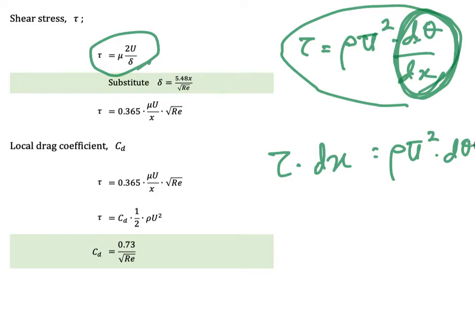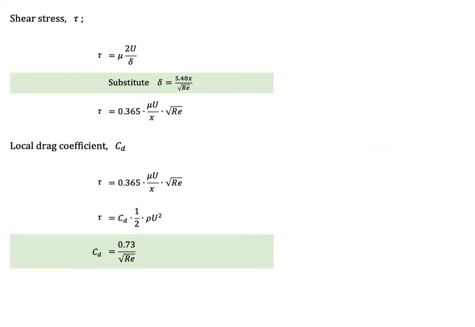So I just advise you to use the shear stress from Newton's law of viscosity, because in this equation there are no differential terms. It already becomes an equation. So we substitute the value of delta from our previous calculation, and we get the value of tau here. So it is 0.365 mu u over x and square root Reynolds number.